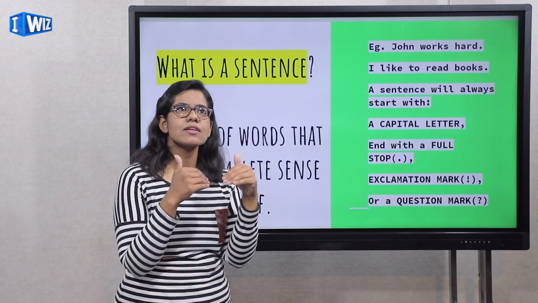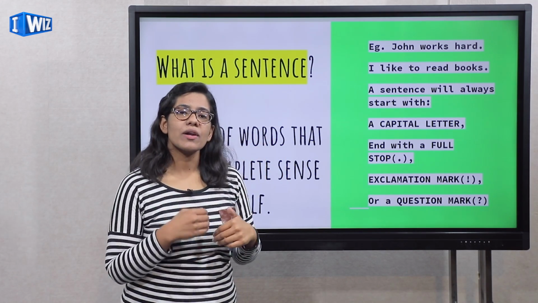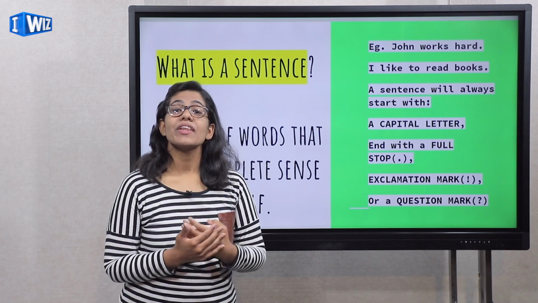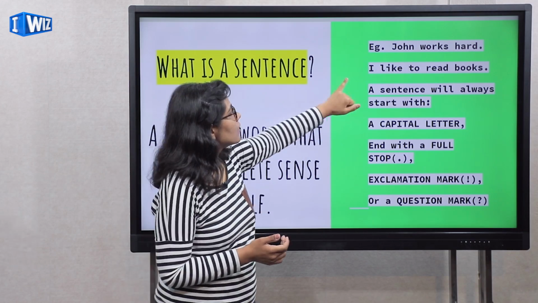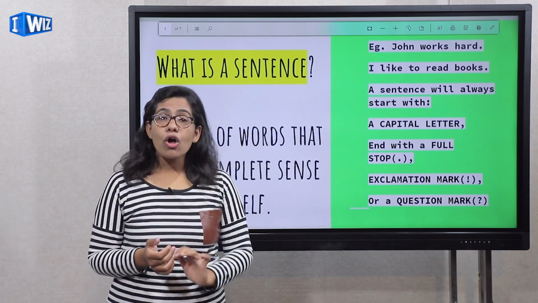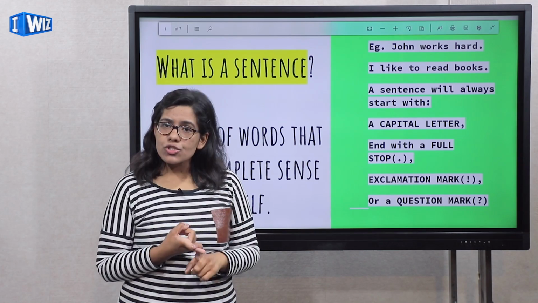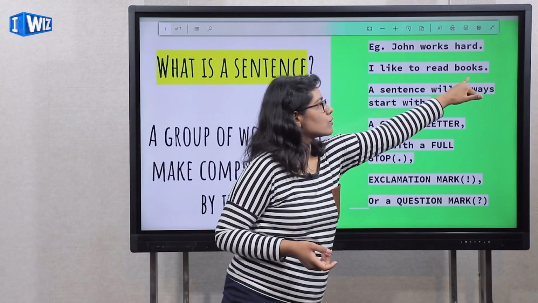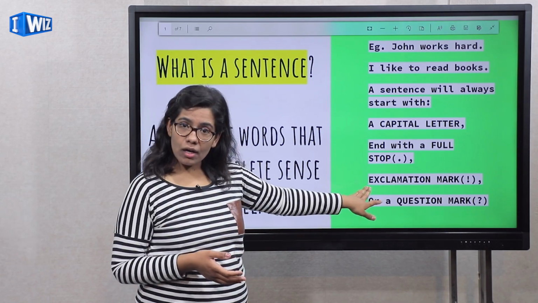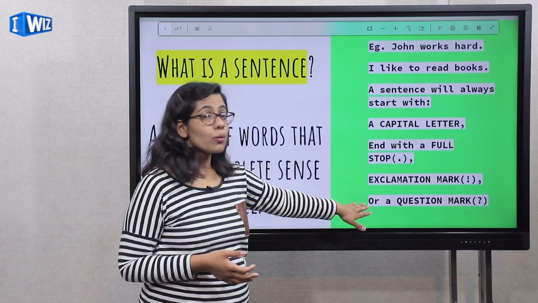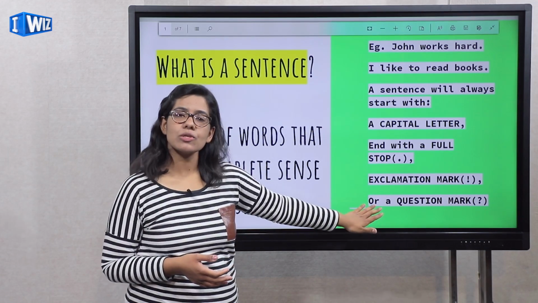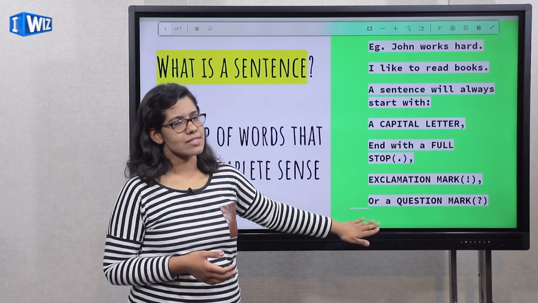There are some rules that we follow while writing sentences. A sentence will always begin with a capital letter. Here you see, this is a capital letter. And it will always end with a full stop, okay? Here we have a full stop, or it'll have an exclamation mark, or it'll end with a question mark. These are important rules that you need to follow while writing sentences.